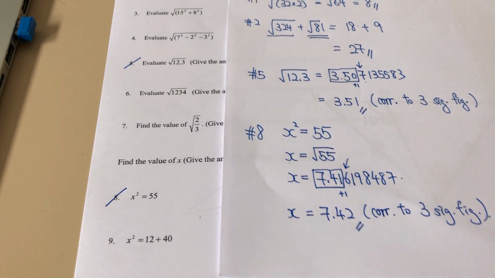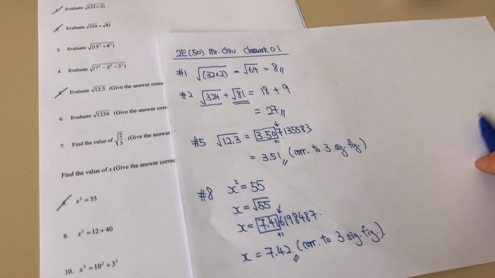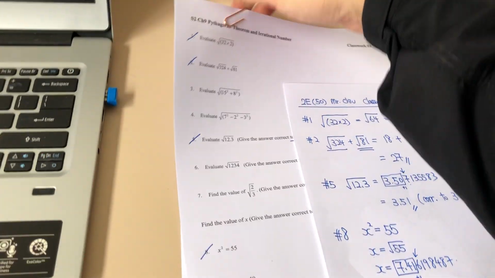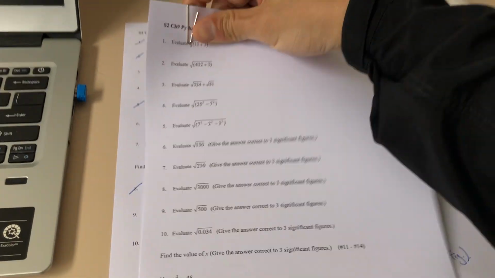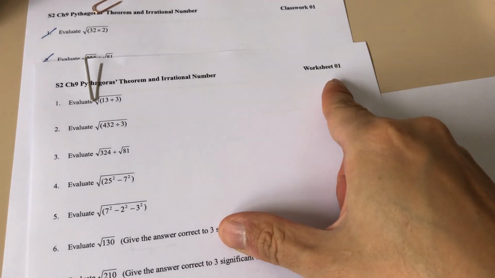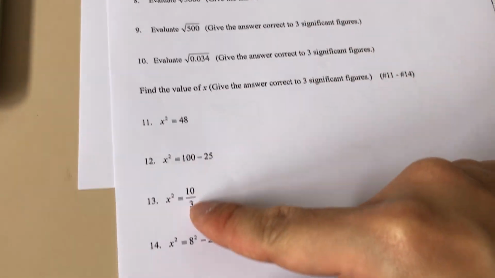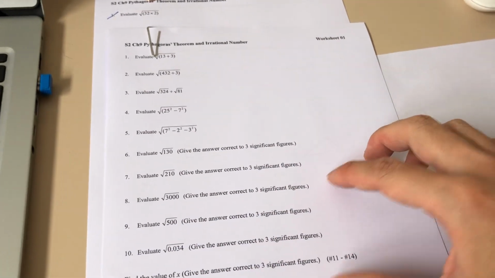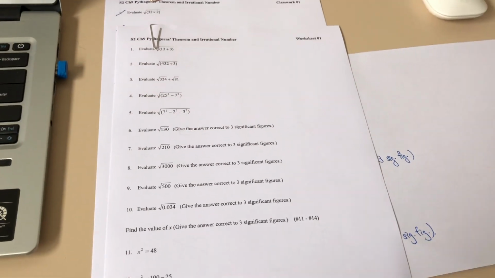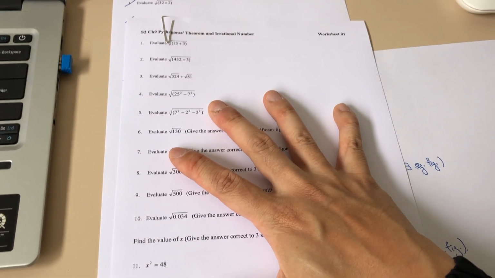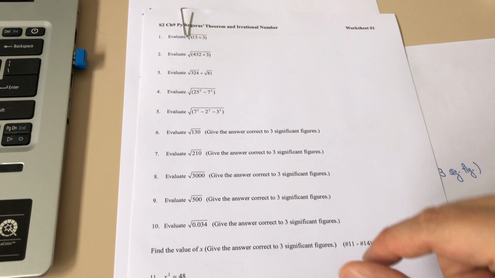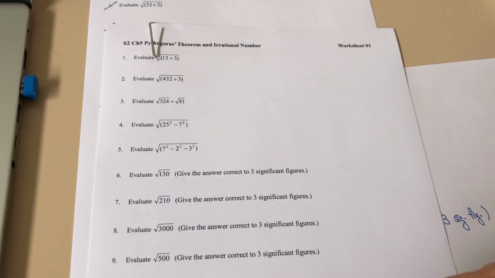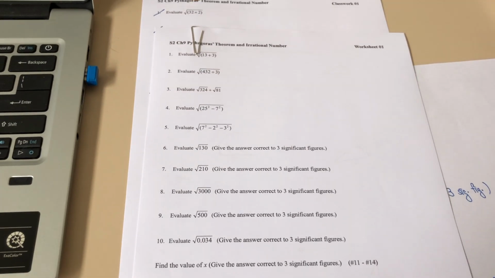Okay? So today you have this homework to do. This is worksheet 1. You've got 14 questions. So please do them on paper, and after that use your phone to take a picture of your math, then upload it to the Google Classroom and submit to me so that I can mark it for you.